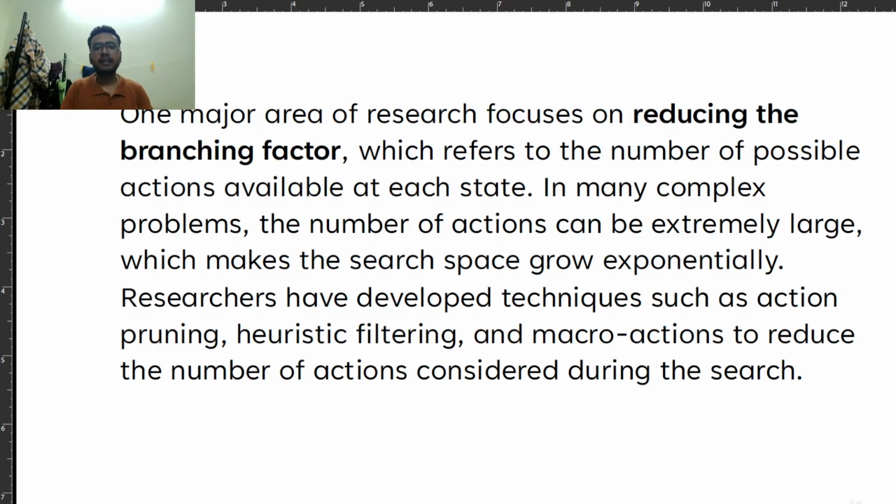Just by saying that it enhances its performance in different areas, things may not be that clear. So, let's focus on one major research area. This research mainly focuses on reducing the branching factor, which refers to the number of possible actions available at each state. In many complex problems, the number of actions can be extremely large, which makes the search space grow exponentially. Researchers have developed techniques such as action pruning, heuristic filtering, and macro actions to reduce the number of actions considered during the search.